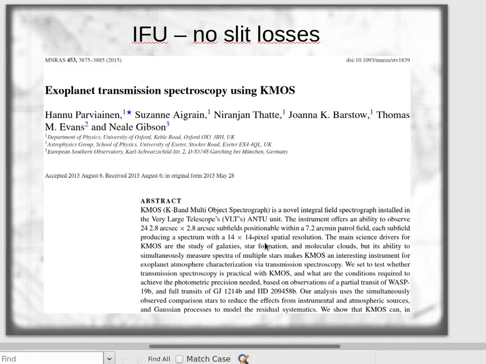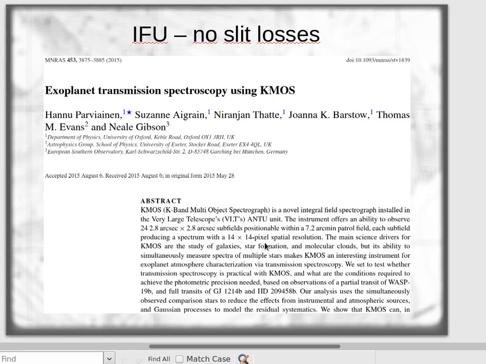It has to do with the fact that it's an IFU. IFU instruments, by definition, have no slit losses. Slit spectrographs are subjected to slit losses. And what is worse, these slit losses are variable with time because the seeing varies, the air mass changes, and stars have different colors and are subject to different atmospheric refraction.